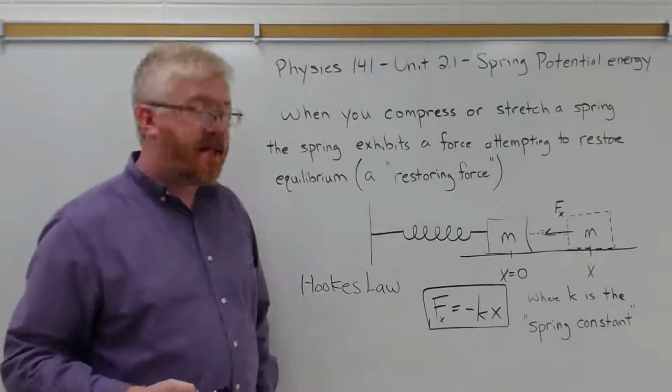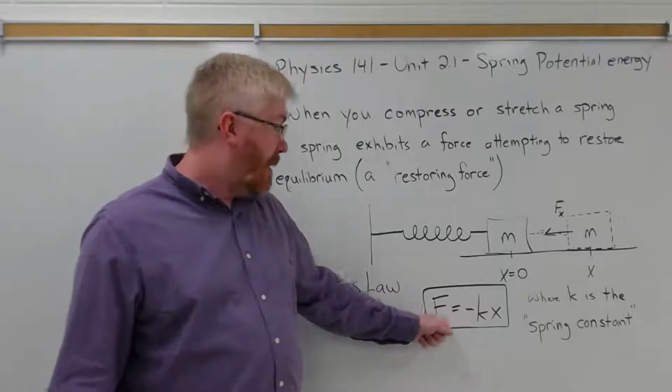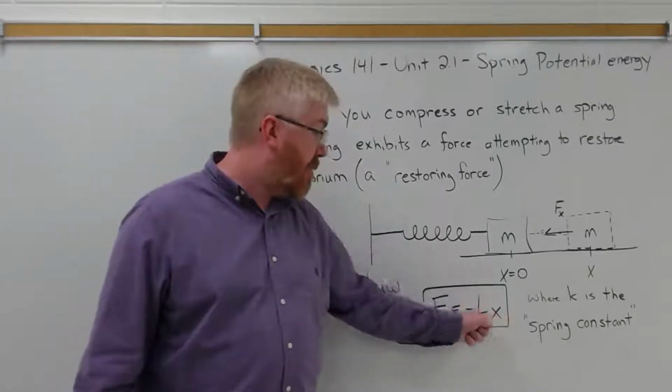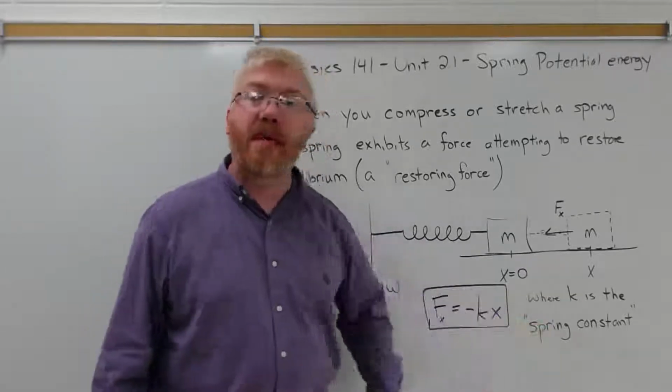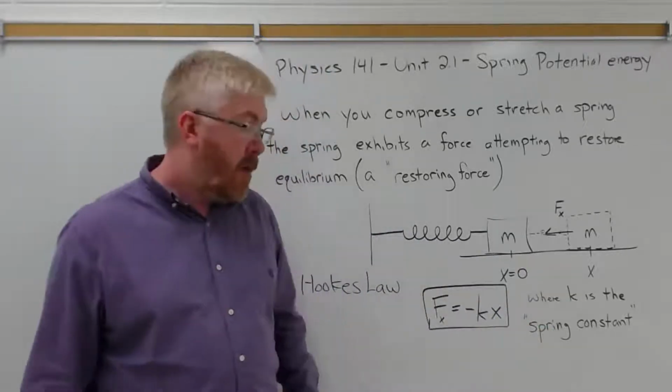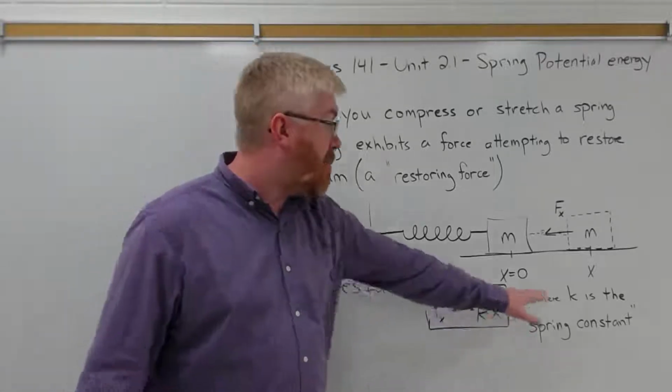Hooke's law basically states that the force on a spring is in the opposite direction of its displacement, so that's why there's a negative sign here. Its displacement x is measured from the equilibrium position, and k, lowercase k here, is what's called a spring constant.